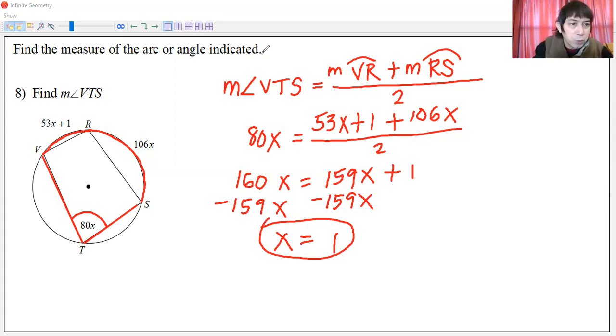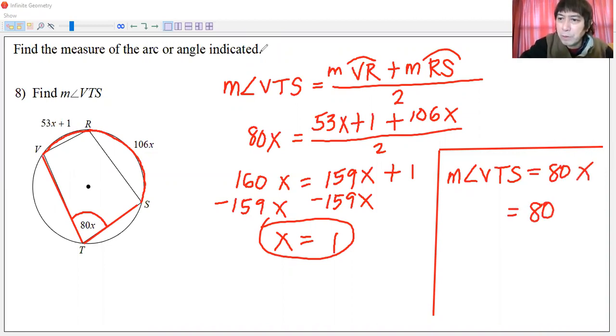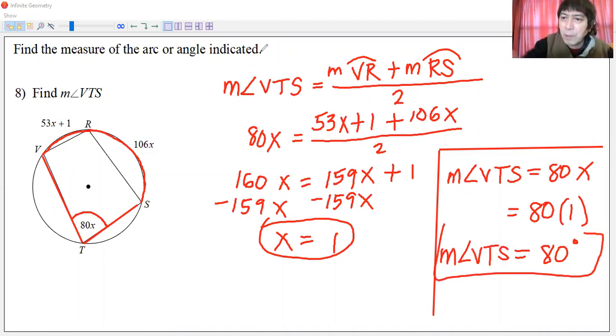And we can now compute for the angle. Our required angle is the VTS. The measure of angle VTS is equal to 80x, okay? And this means 80 times 1, which simply gives us 80 as our answer. So the measure of angle VTS is 80. And so we shall check and verify from the computer. Watch the answer below the circle. There, it's 80 degrees.